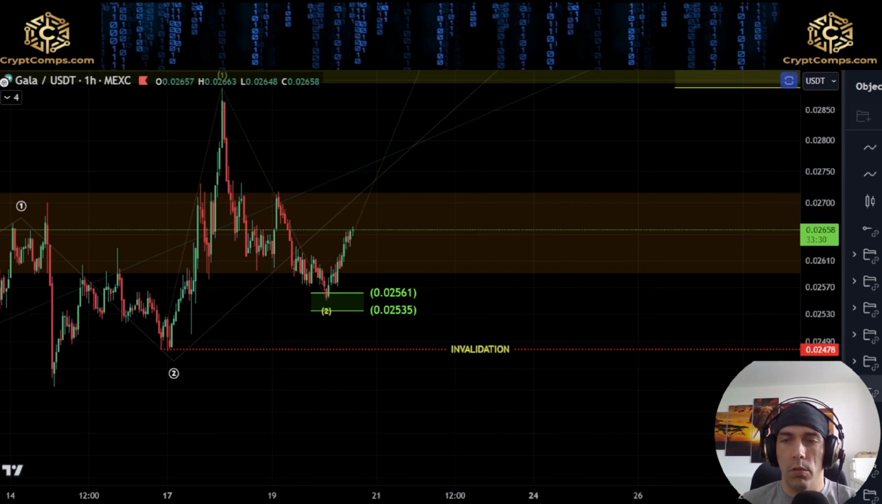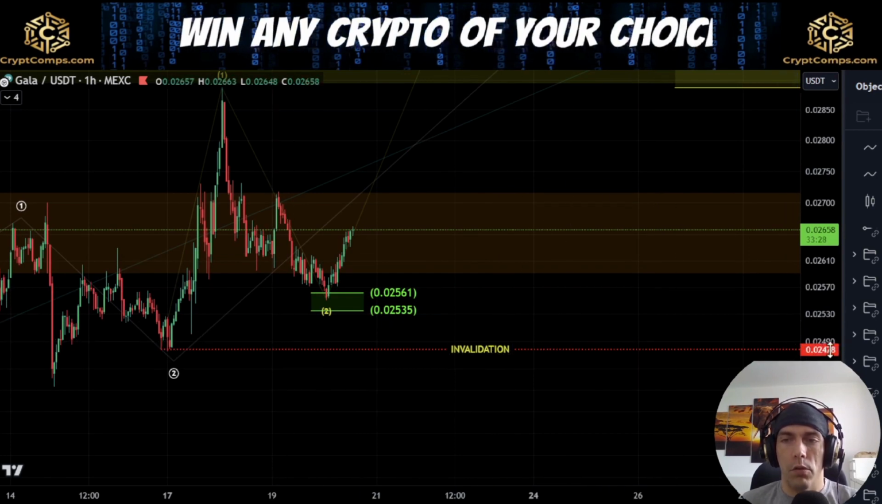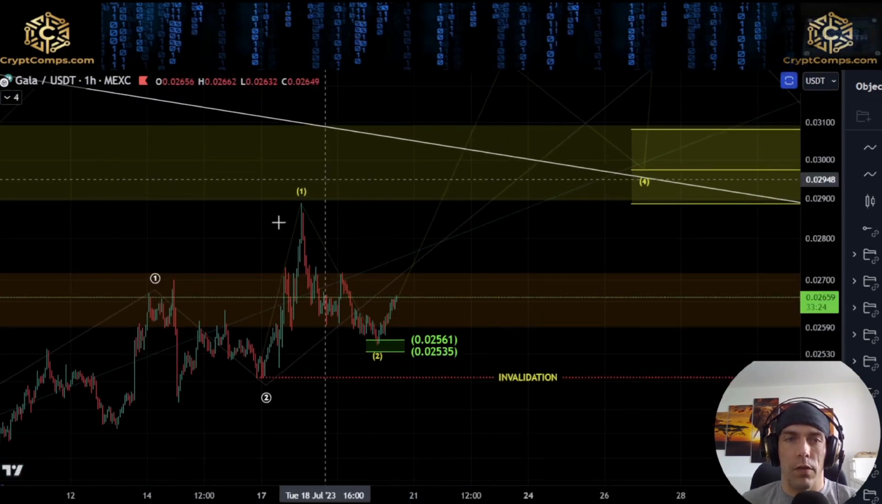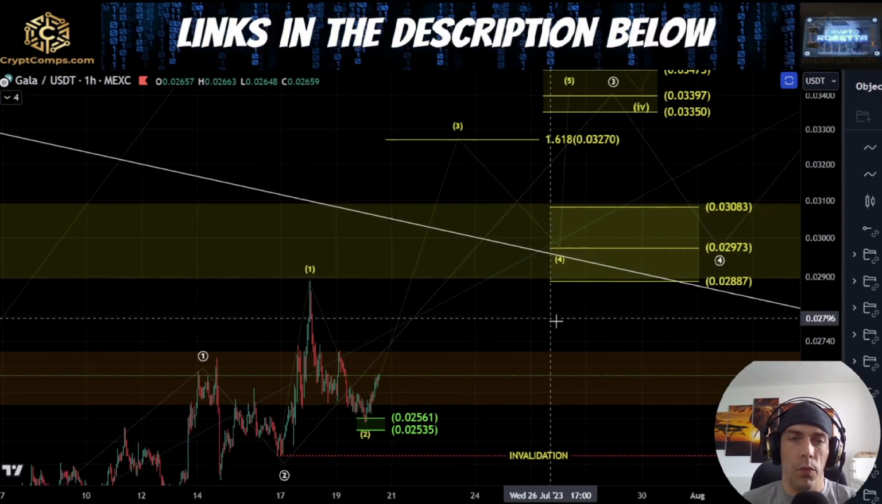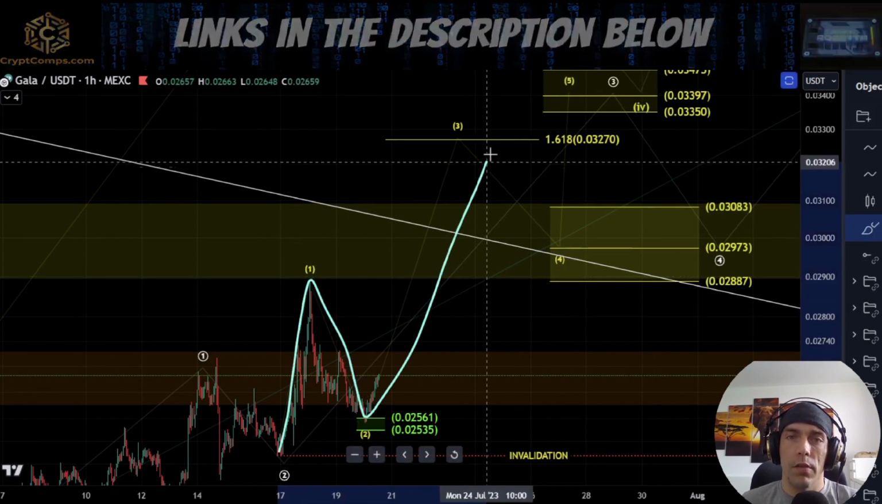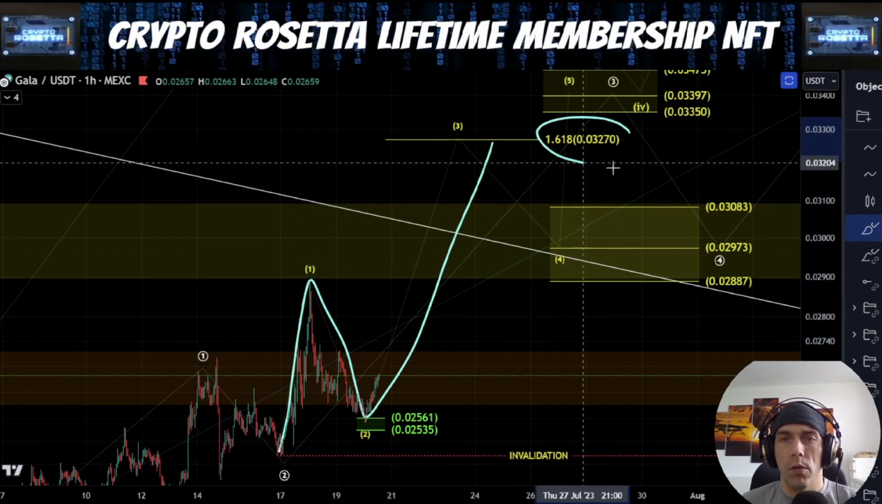Invalidation of this count would come by crossing the 0.2478, in which case we would be looking for the potential that this is just a corrective move. Now for confidence that this is actually what's playing out, what we actually need to see here is a 5-wave move up towards this 0.327.